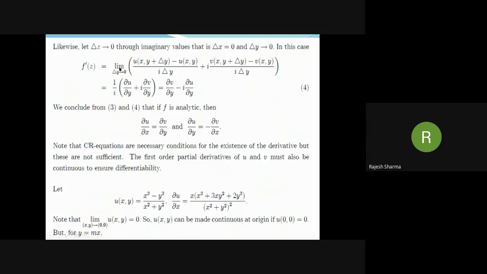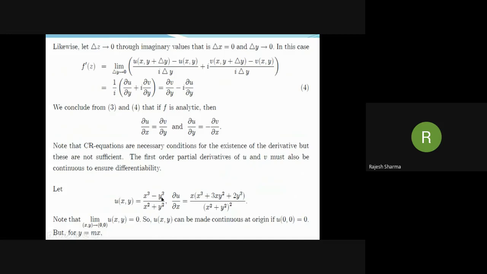Now, likewise, if delta z approaches 0 through imaginary values, that is, first delta x is 0 and then delta y goes to 0, in this case, we have f dash z is equal to ∂v/∂y minus iota ∂u/∂y. Now, equating real and imaginary parts in 3 and 4, we get these CR equations. So if f is analytic, then CR equations are satisfied. Note that CR equations are necessary conditions for the existence of the derivative, but these are not sufficient. The first order partial derivatives of u and v must also be continuous to ensure differentiability.